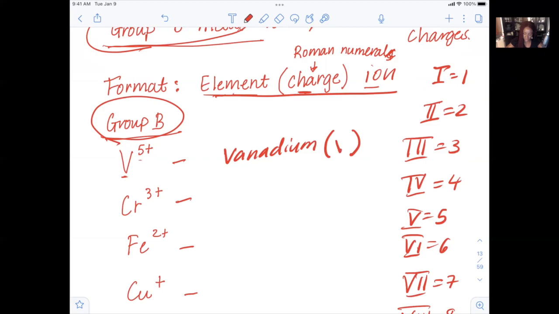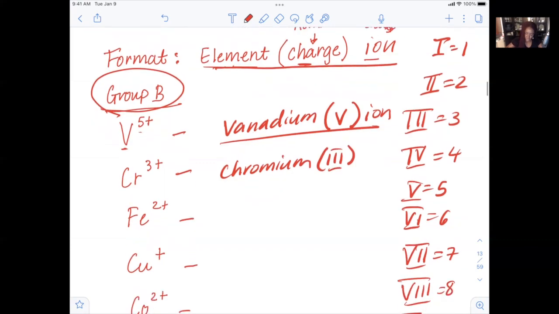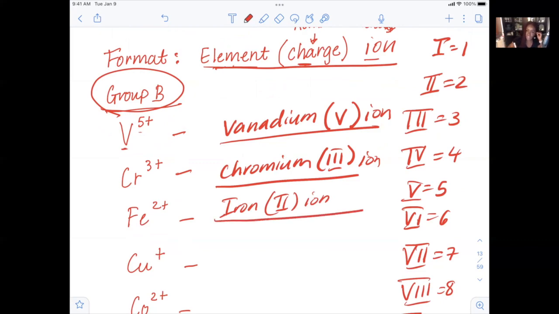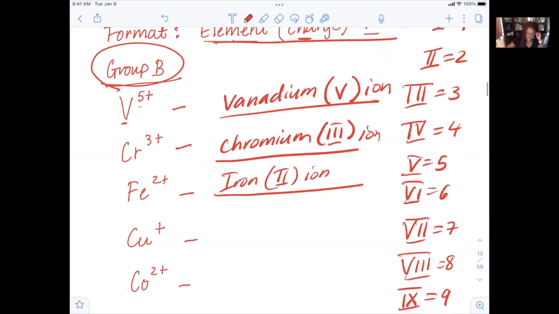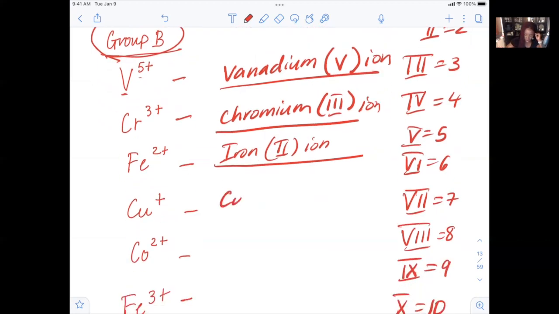So we got vanadium 5 ion, okay? Next one, chromium. Cr stands for chromium, 1, 2, 3. You can write it like this or write it like that, either way. Chromium 3 ion. And then this is iron 2 ion, right? Iron 2 ion. I've seen some books not use parentheses, but the more common way I see this written out is using parentheses. Okay. And then we got copper.